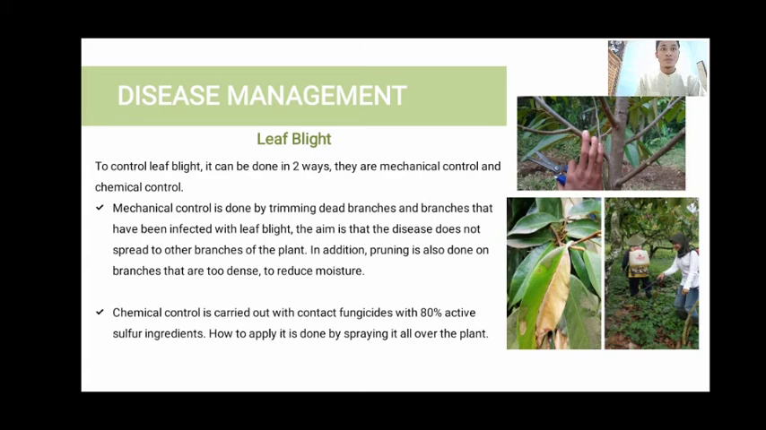In addition, we need to clean the surrounding area of weeds. As you can see in the picture, the leaves affected by the disease are cut and removed so that it doesn't spread to other plant tissues. Okay, second is chemical control. The chemical control is carried out with a contact fungicide with 80% active ingredient sulfur. How to apply it? That is done by spraying it all over the plant, as you can see in the picture.